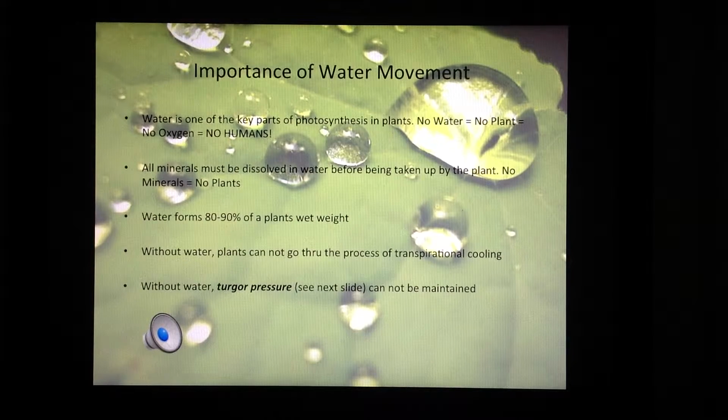Water forms 80 to 90% of a plant's wet weight. Without water, plants cannot go through the process of transpirational cooling. Without water, turgor pressure, see next slide, cannot be maintained.